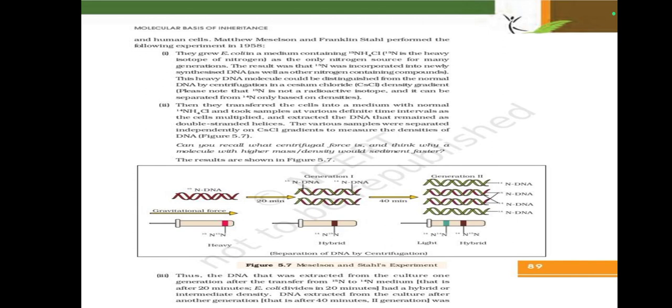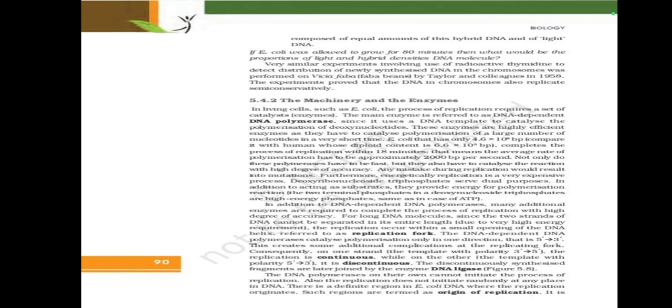Third, the DNA that was extracted from the culture one generation after the transfer from N15 to N14 medium, that is after 20 minutes, as Escherichia coli divides in 20 minutes, had a hybrid or intermediate density. DNA extracted from the culture after another generation, that is after 40 minutes, the second generation, was composed of equal amounts of this hybrid DNA and of light DNA.